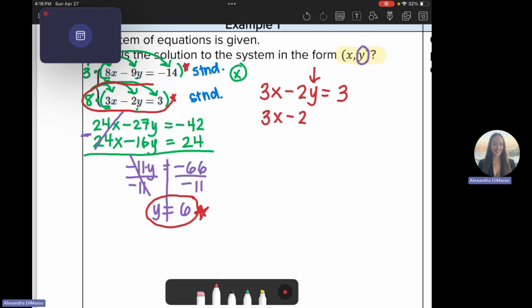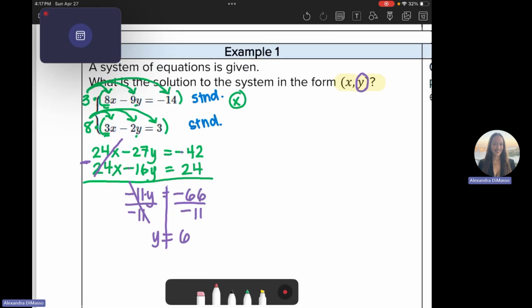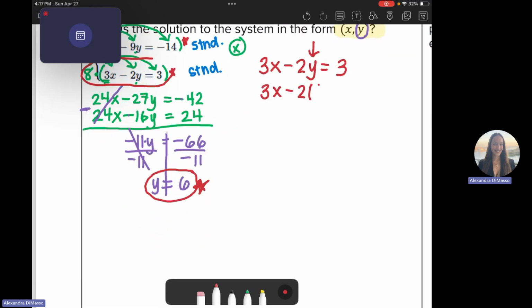3x minus 2 times 6 equals 3. And this is now an algebra problem. So as I go from left to right, I can rewrite this as 3x. Negative 2 times 6 gives me negative 12 equals 3.